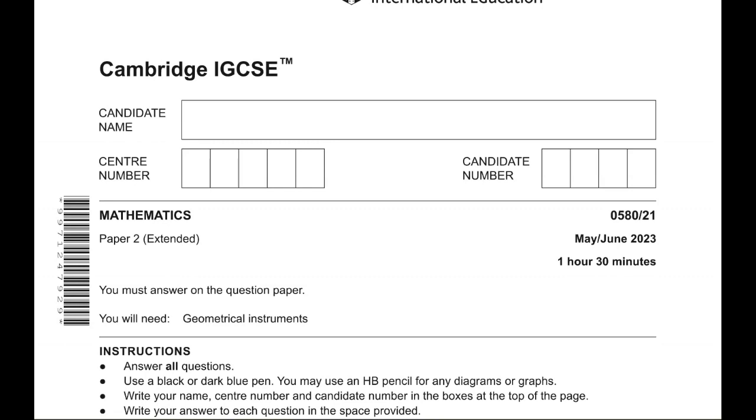Today we will start to solve May-June 23, Paper 2, Variant 1, step by step, with explanations.